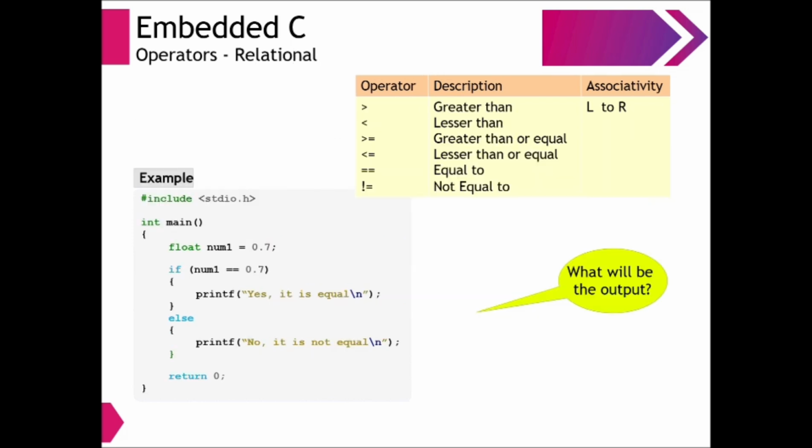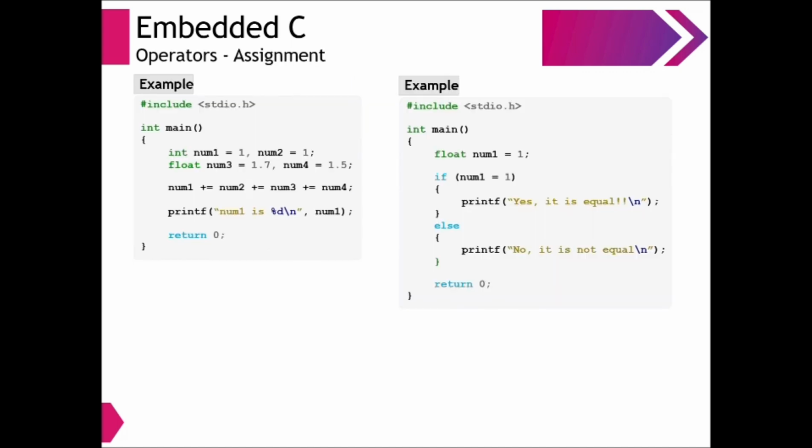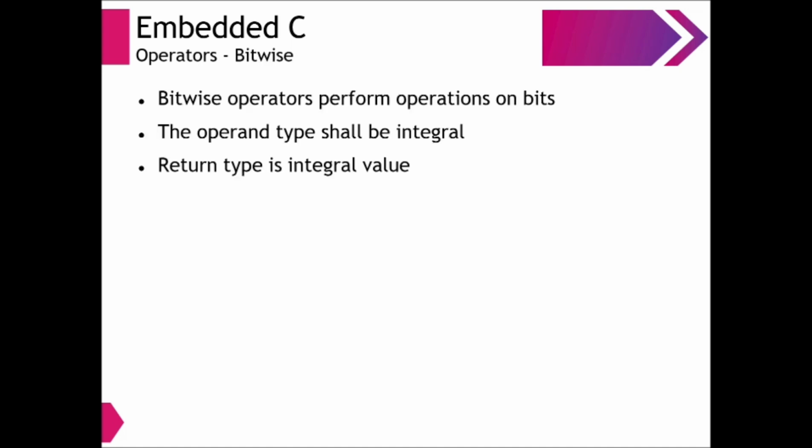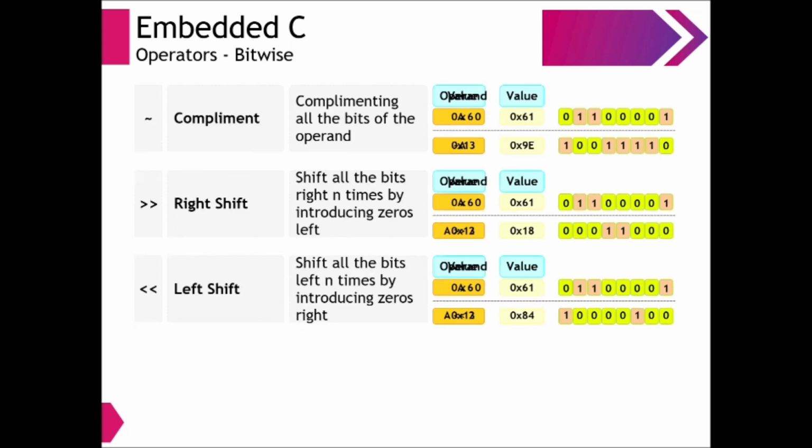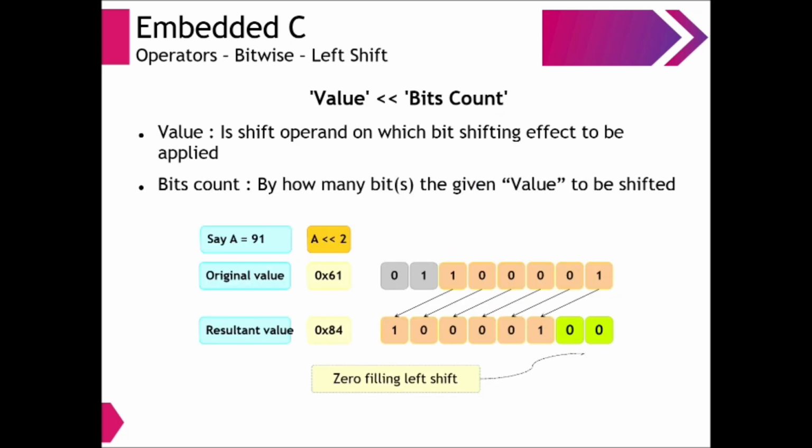Next we go to the relational operators: greater than, less than, greater than or equal to, less than or equal to, double equal to, not equal to, with a suitable example as we see. And also the assignment operators, with a few examples to go through. And next we go to the bitwise operators. There is bitwise AND, bitwise OR, and bitwise XOR, and also complement, right shift, and left shift.